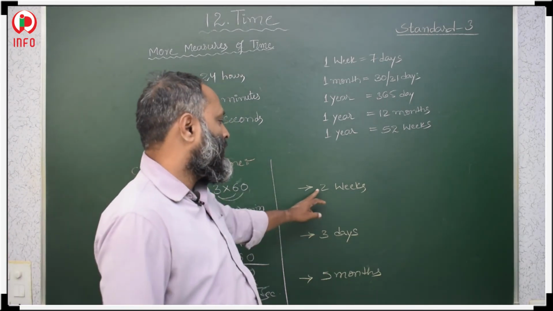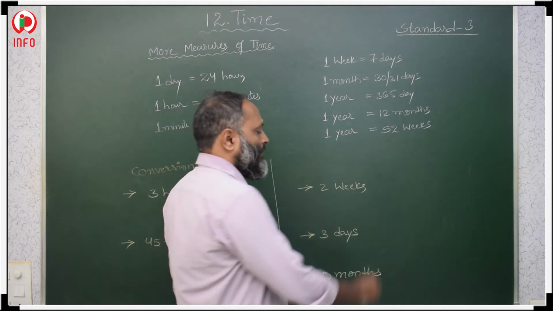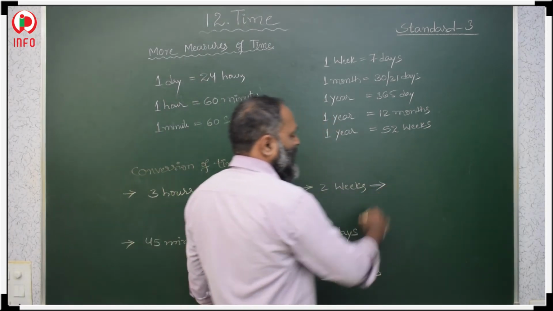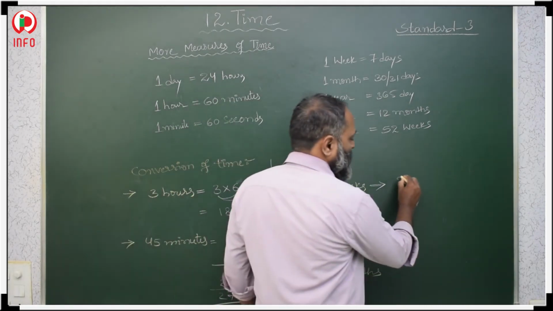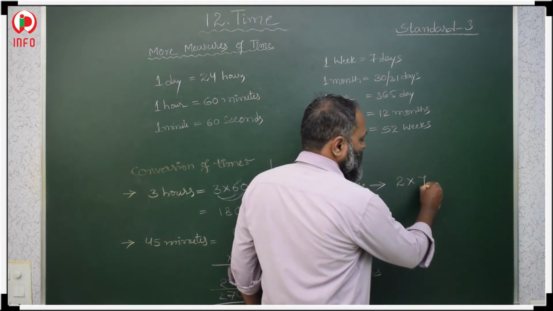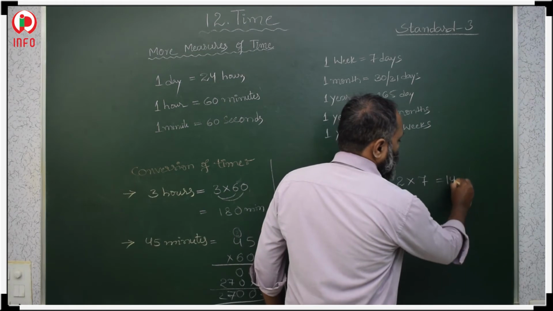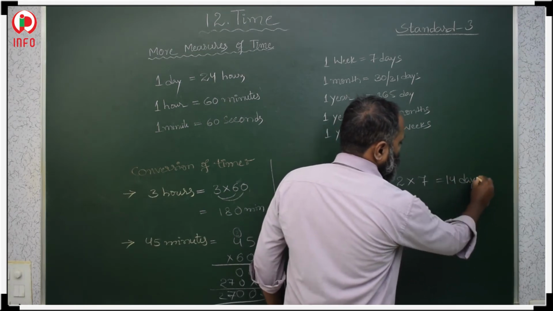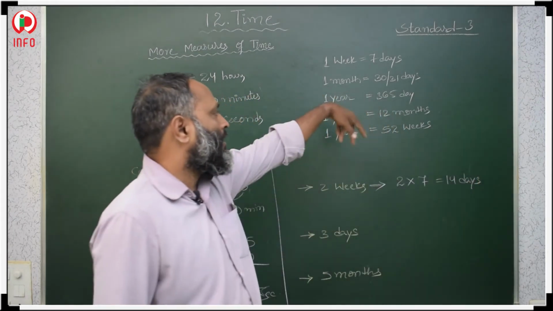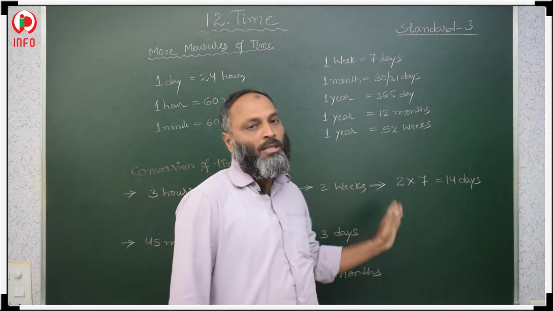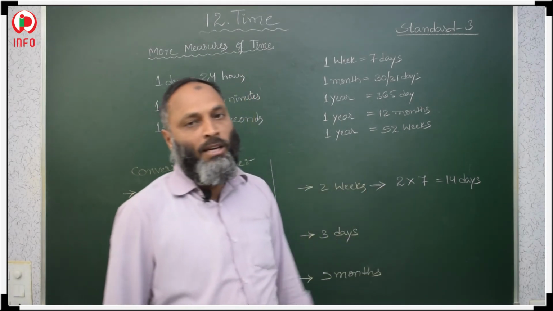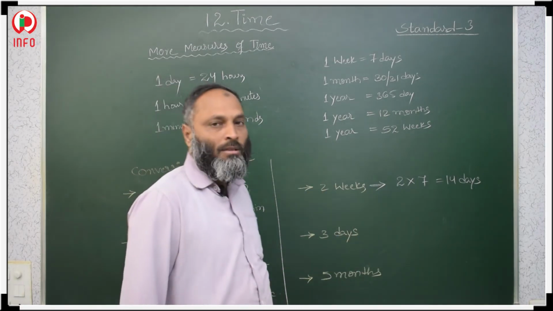Now 4 weeks. These weeks we have to convert into days. 1 week is equal to 7 days. Then 2 weeks means we have to multiply 2 with 7. 2 weeks how many days? 2 sevens are 14 days. With the unit we have to multiply. So 1 week is 7 days, then 2 weeks means 2 into 7. Then you will get the number of days in 2 weeks.